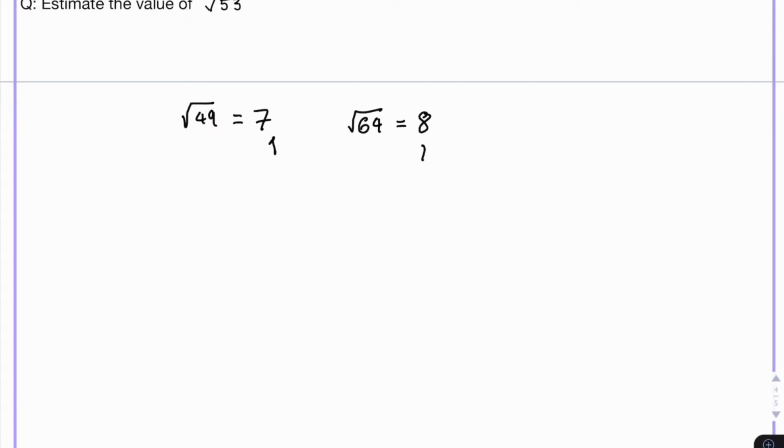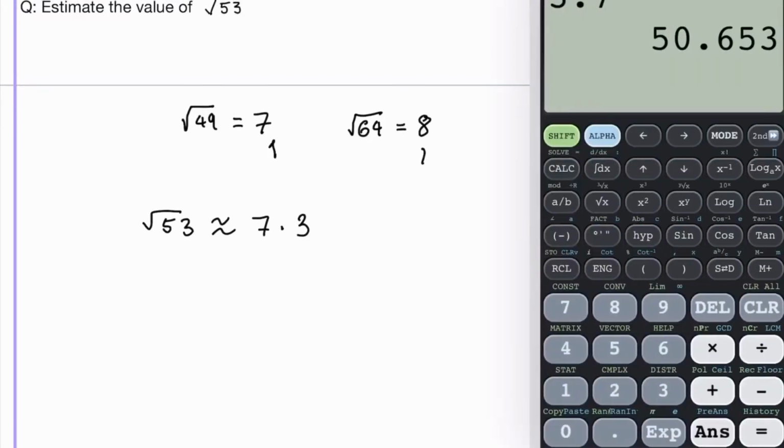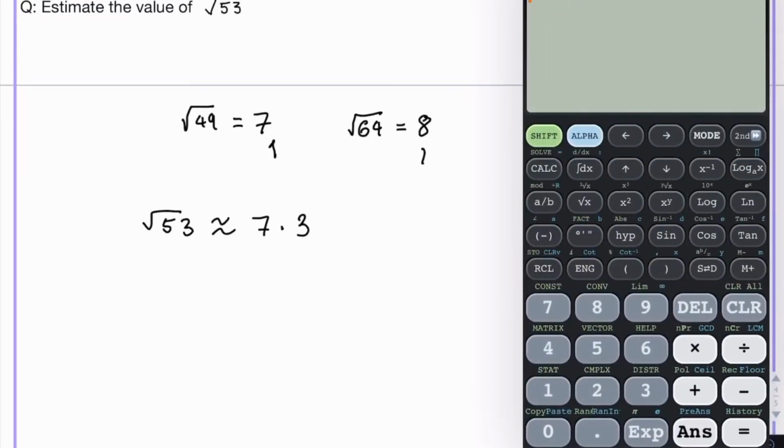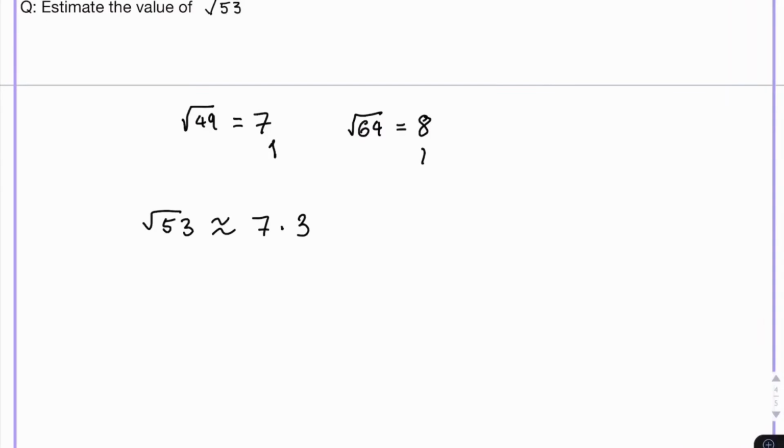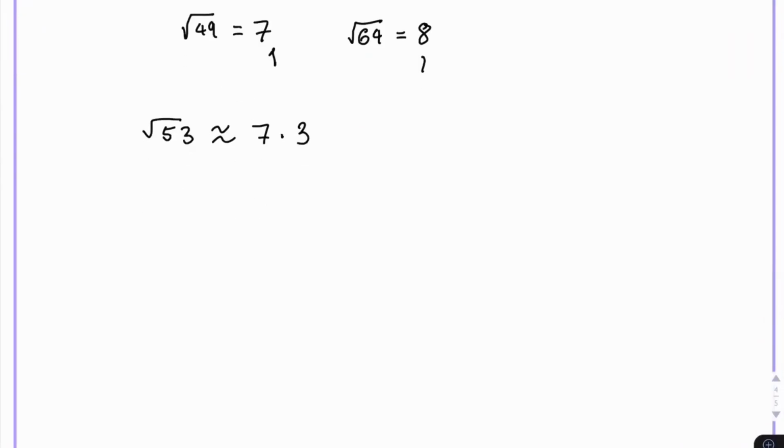Now, since 53 is closer to 49 than it is to 64, we can give a rough approximation that the square root of 53 is approximately 7.3. If we did the square root of 53, we get 7.28, which is a very close approximation and very close to our answer of 7.3.